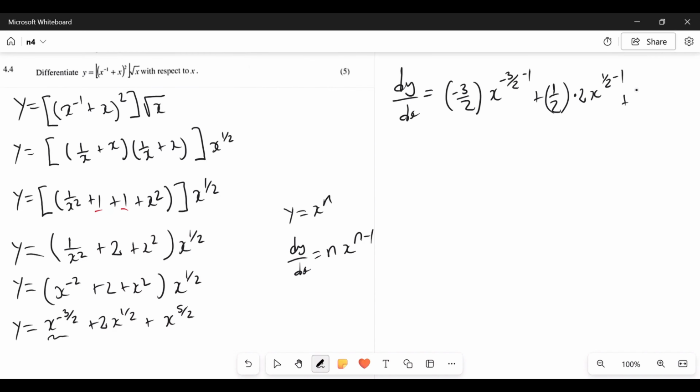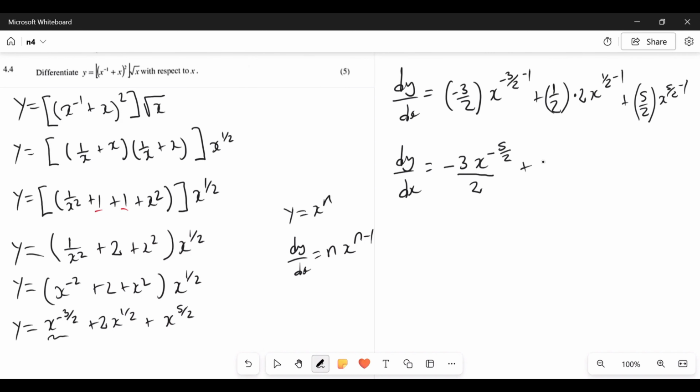So we're going to multiply by 5/2. And then we have x to the power of 5/2 minus 1. So let's simplify this further. dy over dx: this here is going to give us -3x. What is the power when you have -3/2 minus 1? This here is going to give us -5/2. All this is divided by 2.